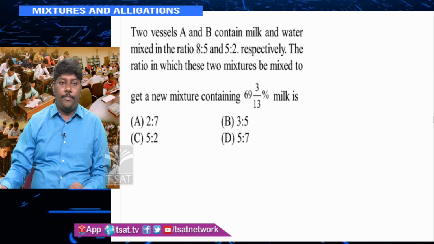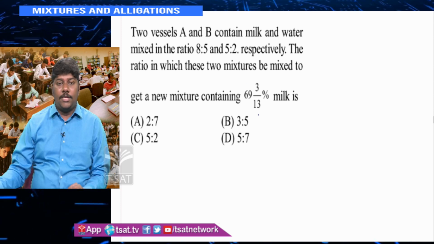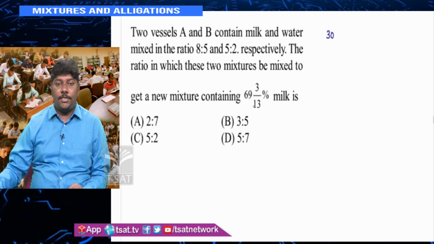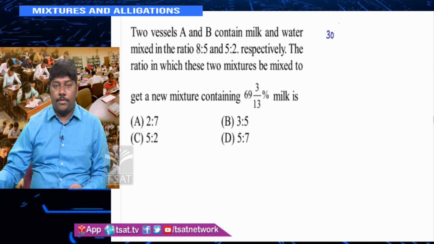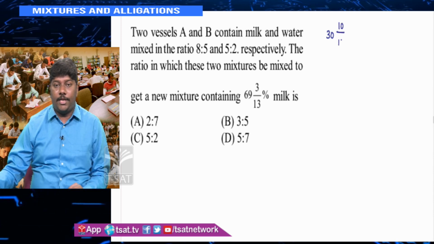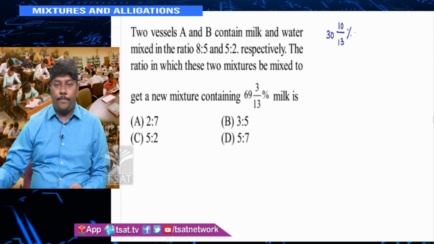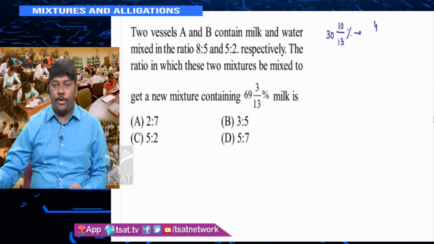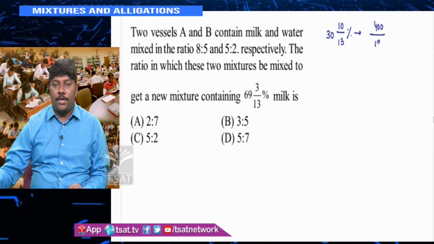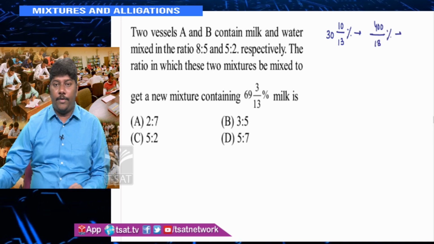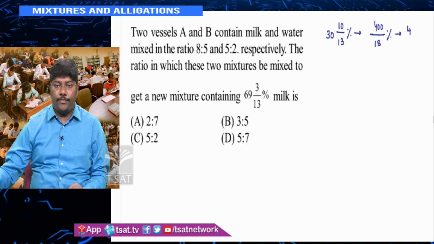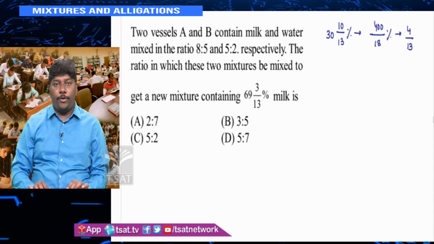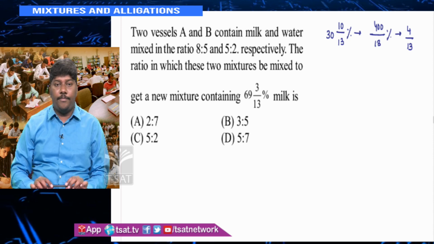So how much is water? If milk is 69 3/13, subtract this from 100, you will get 30. 3/13 means you just add 10/13 to it. So 10/13, this is the percentage of water we are going to get. Convert it into an improper fraction, that is 400/13 as a percentage. As a percentage it is 400/13, but as a fraction it becomes 4/13. So how much water is there in this? 4/13 parts of water is there in the mixture.